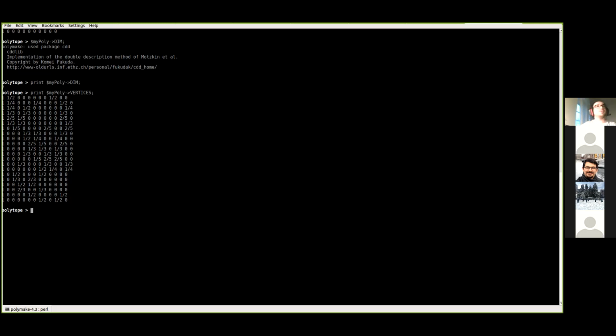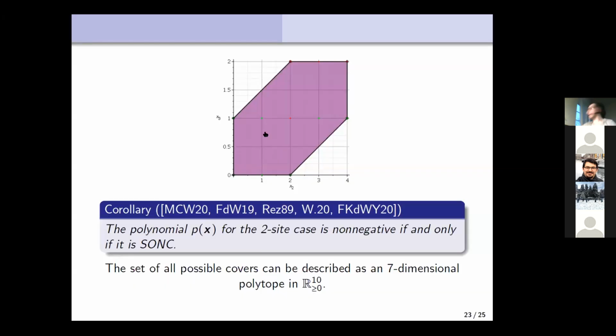Now, if we just shortly go back to our talk, sorry, I can't share my screen. So if we go back again to our talk, this is telling you that the 1 and the 8, if you take 1/2 of this guy, you exactly get this point, and this is one of the vertices in this 7-dimensional polytope.